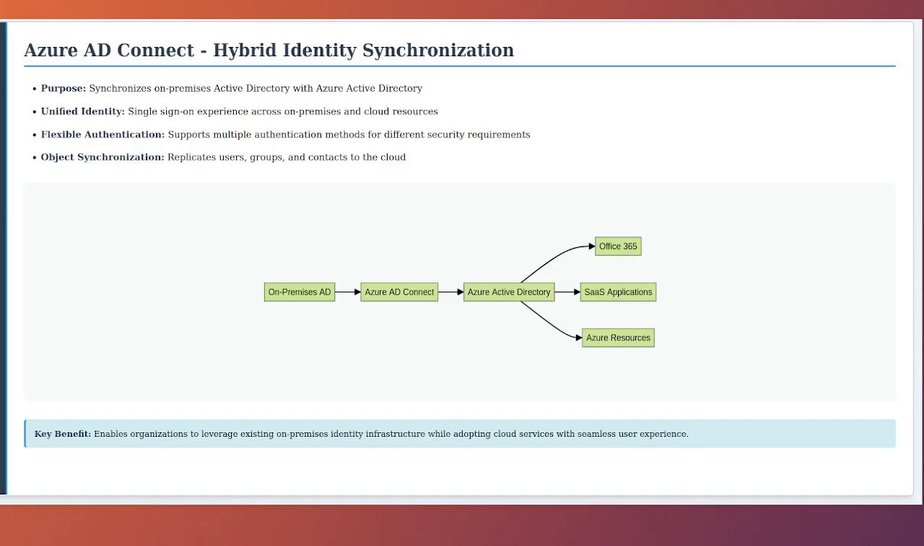Azure AD Connect synchronizes objects such as user accounts, groups, and contacts from your on-premises directories to Azure AD. This synchronization can happen in multiple ways, offering flexibility based on organizational requirements. The tool supports password hash synchronization, pass-through authentication, and federation with Active Directory Federation Services. Each authentication method provides different levels of security, administrative control, and user experience, allowing organizations to choose the approach that best fits their security policies and compliance requirements.